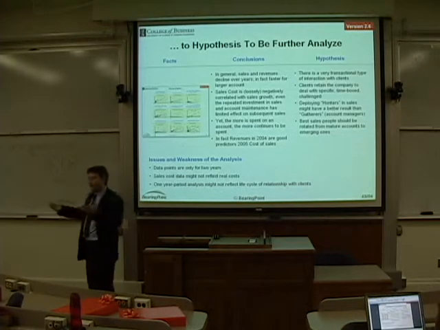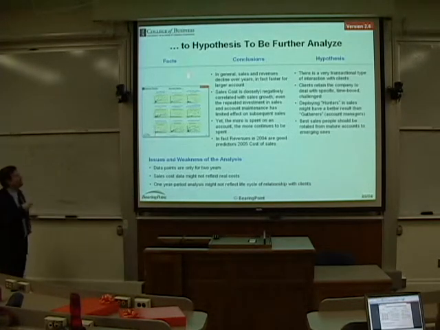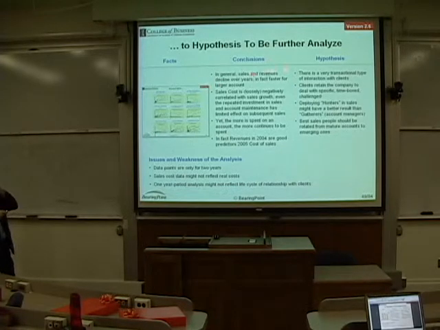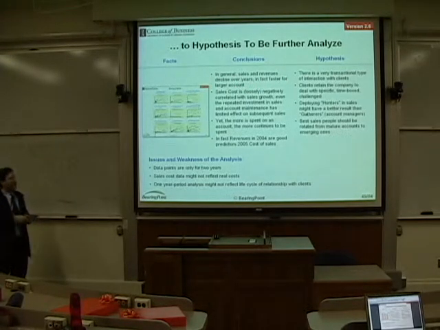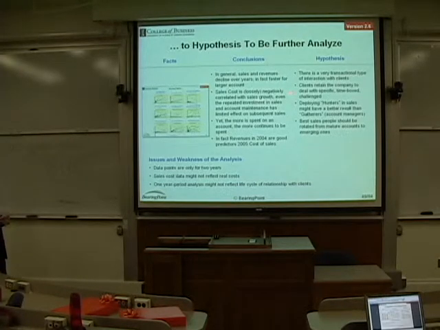The problem with this reasoning, and now let me go from fact to data to conclusion. This is your analysis. The conclusion is, number one, in general sales and revenue decline over the years, in fact faster for larger accounts, meaning that you have a fungible source of income. Number two, sales cost is loosely negatively correlated with sales growth; even the repeat investment in sales and account maintenance has limited effect on subsequent sales. Number three, yet the more that is spent on an account, the more continues to be spent. And the revenue in 2004 is a good predictor of 2005 cost of sales. So those are the facts.